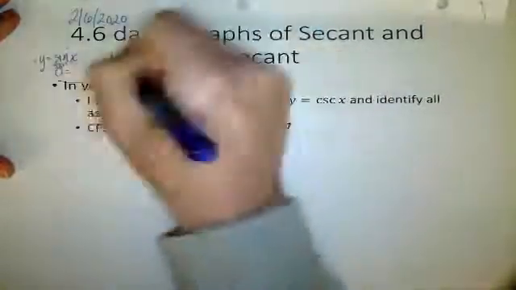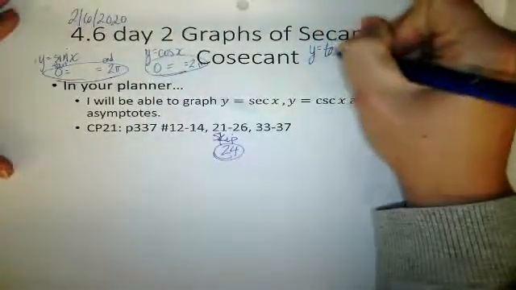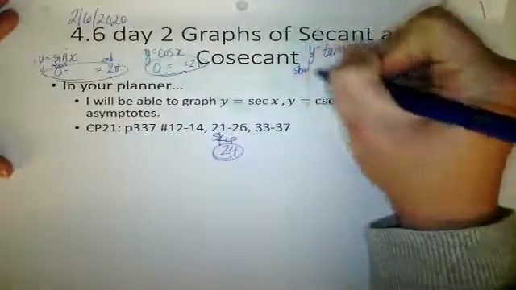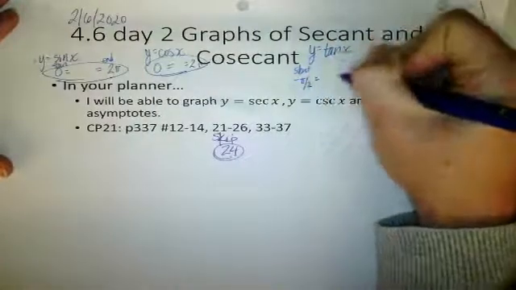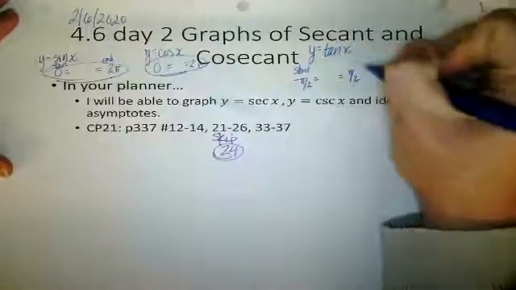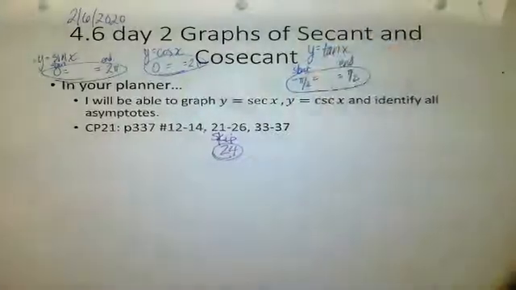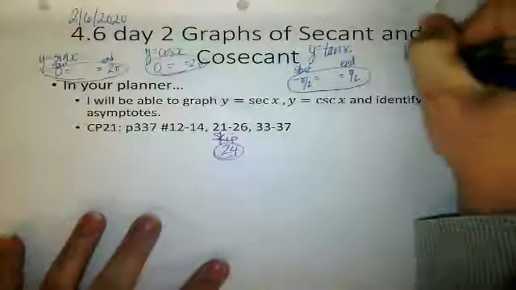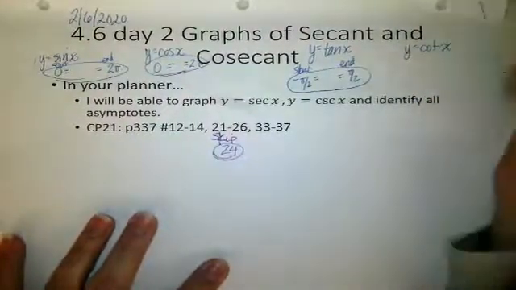Okay. And yesterday we talked about tangent. Where does tangent normally begin and end? Negative pi over 2 and positive pi over 2. Those are where the asymptotes are for the tangent function. Negative pi over 2 and pi over 2. It's centered around the origin. And what about cotangent? Where are the normal asymptotes for the cotangent function?